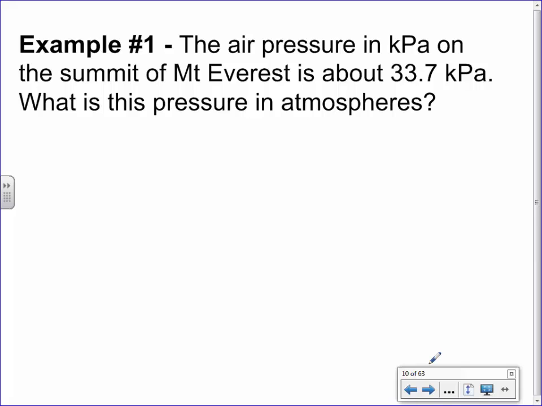Let's say you're on Mount Everest, and you go up to the top of Mount Everest, and you bring with you a barometer, because why not? And you take the pressure, and it's 33.7 kilopascals. First question, does that actually even make sense? Makes a lot of sense, because what's the air pressure normally on the Earth, about 101. At sea level, it's 101.325. But if you go way up on top of Mount Everest, there's less pressure.